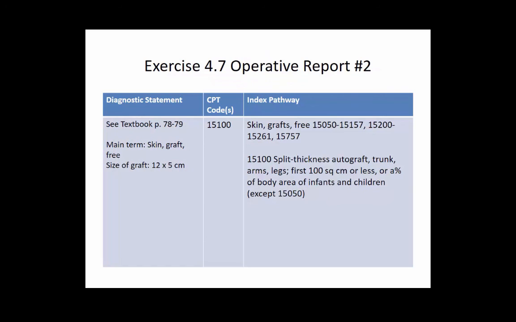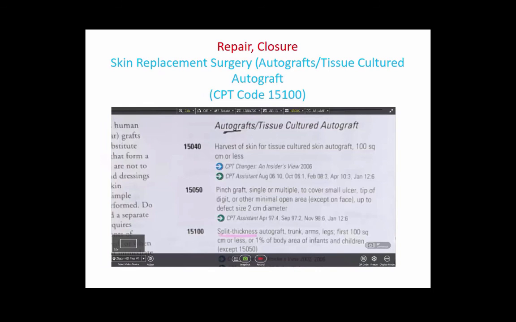The operative report number 2, your main term is skin graft, a free skin graft, split thickness, and your correct answer is 15100. And here we have in this section, under autografts or tissue cultured autografts, the split thickness autograft.